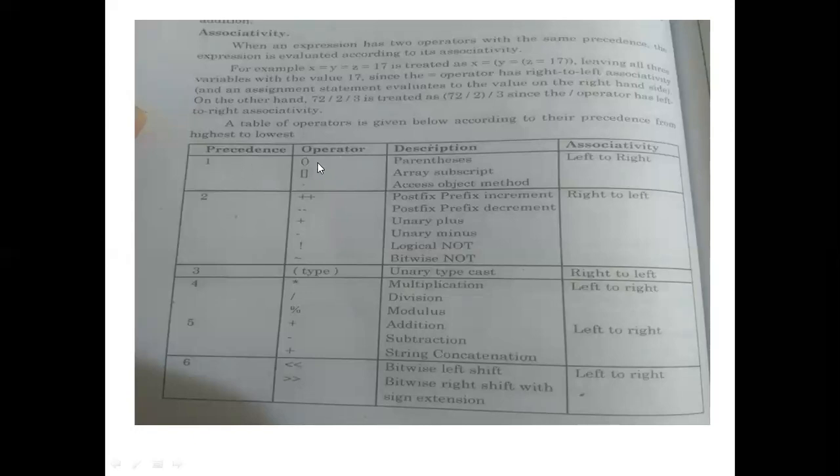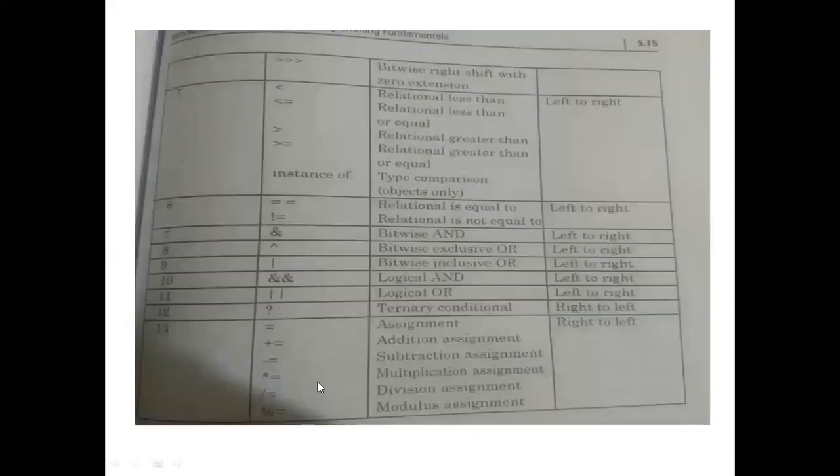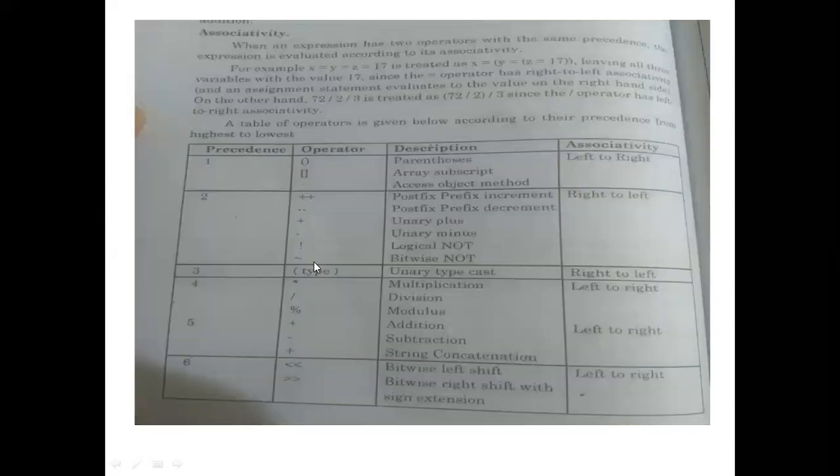Precedence operators: parenthesis, array subscript, and object member access, left to right. So this is the table of associativity. In an expression, if these brackets are there, then the brackets will be evaluated first, then increment, decrement, addition, subtraction, then type, multiplication, division, row division, then left shift, right shift, then your relational expressions, then logical and bitwise and. So in this way the expression will be evaluated.